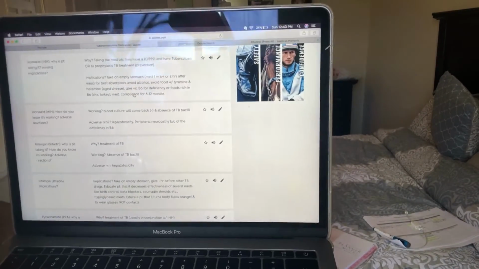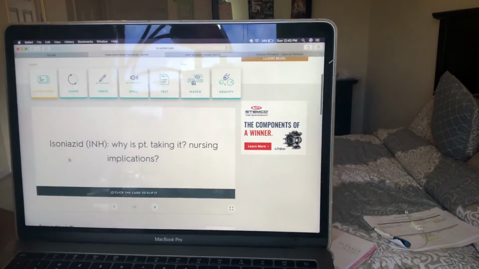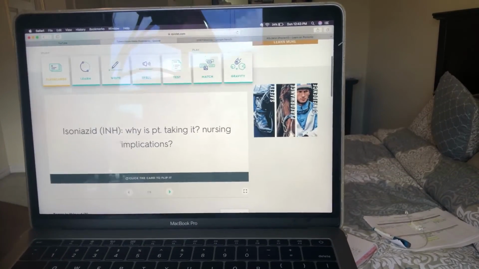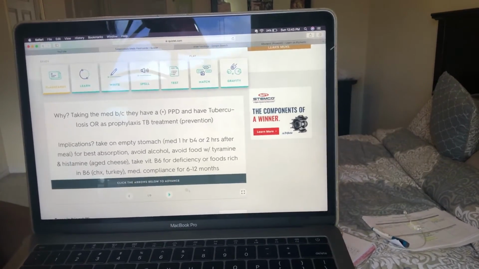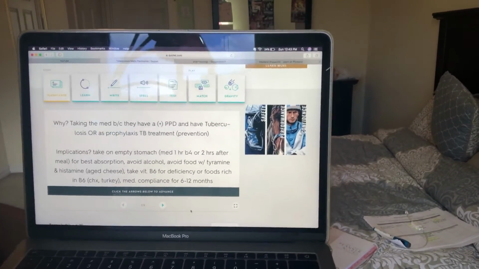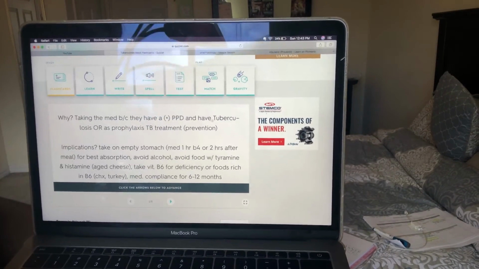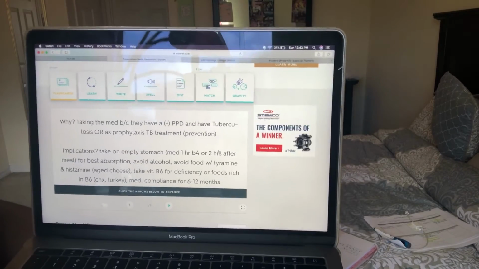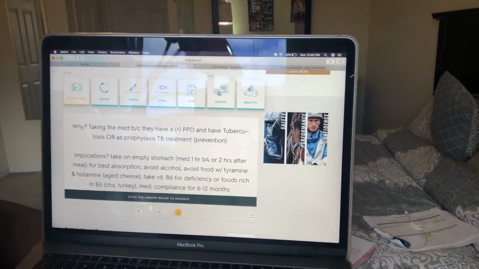I don't even know if you guys can see this, but like the respiratory one. So I would have isoniazid. And why is my patient taking this medication? What are my nursing implications? And then I would copy literally from the med chart that my professors gave me into here. So they're taking it because they had a positive PPD, they have tuberculosis or for prevention, take on an empty stomach, avoid alcohol, everything that I already told you guys.